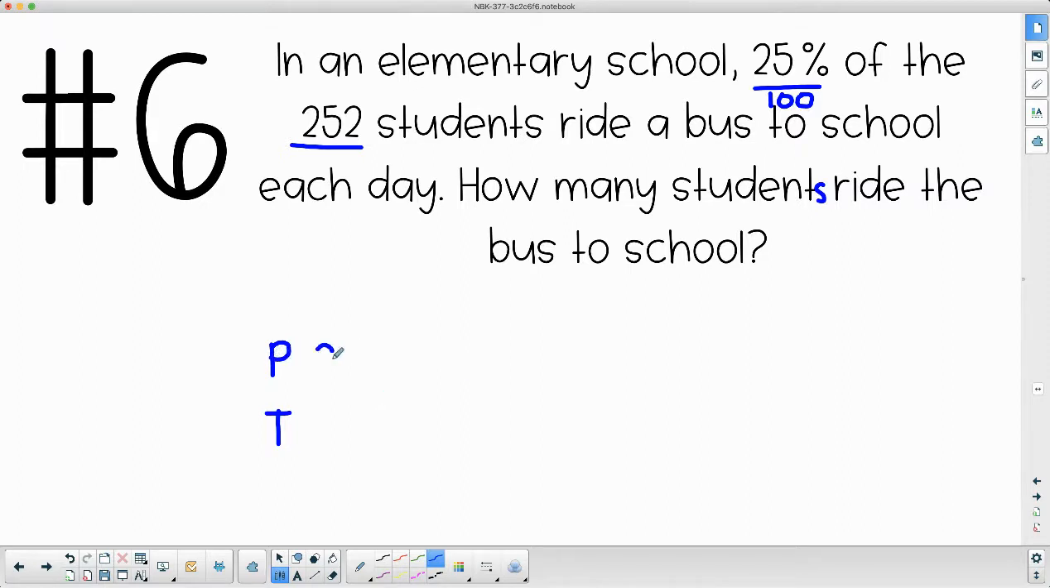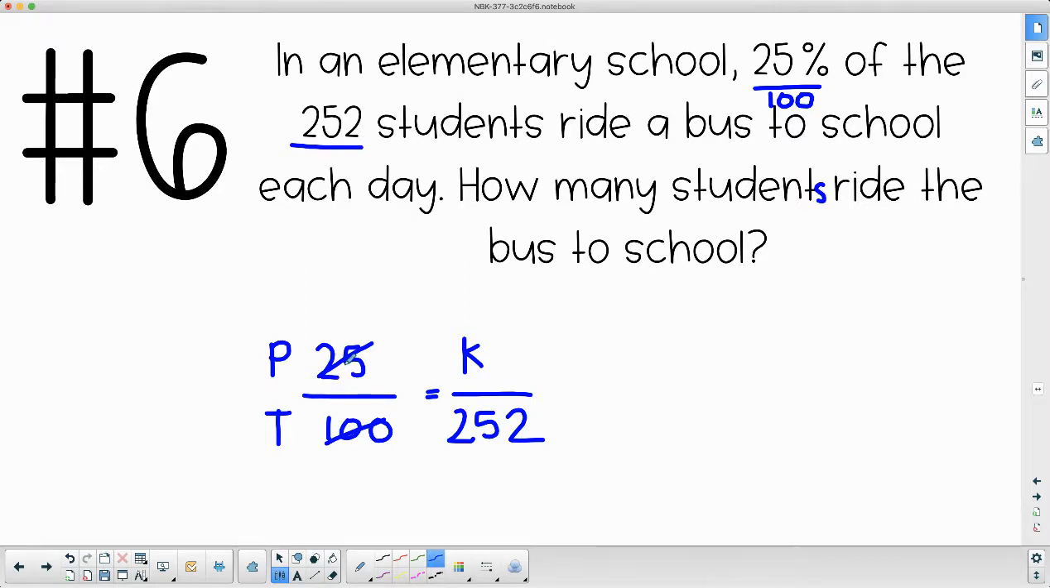So we know that if we have 25% out of the total 100, we're looking for how many kids or students ride the bus out of the total of 252 students. So our totals match up, our parts match up. So one helpful thing to make your problem easier is going to be to simplify ahead of time.